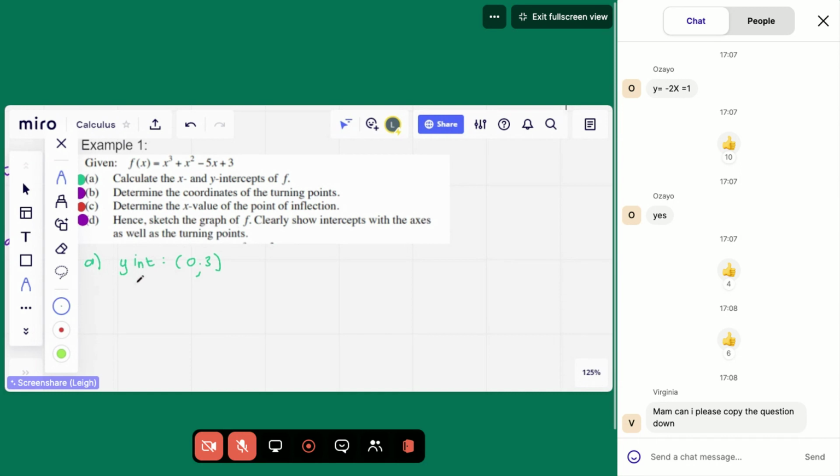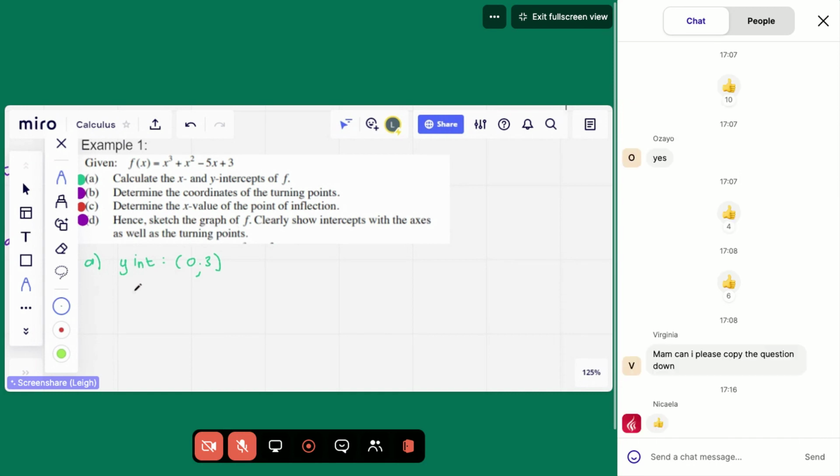All right, my sweetheart, you're off the hook and let me ask somebody else. Okay, Paul, I'm going to pick on you now. All right, how would I calculate the x-intercepts? Now things start to get a little bit more interesting. How am I going to calculate the x-intercepts?